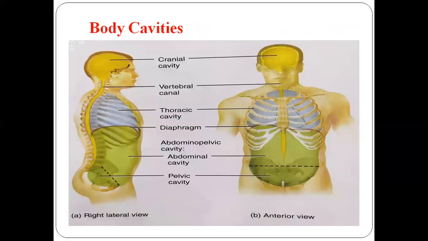So next we'll be moving on to the body cavities. Body cavities are spaces within the body that help protect, separate and support internal organs. Bones, muscles, ligaments, and other structures separate the various body cavities from one another.